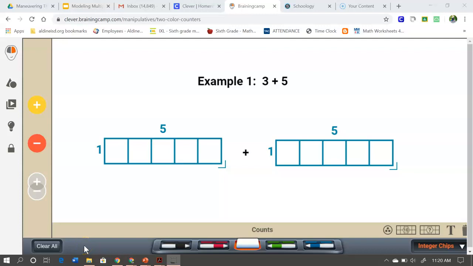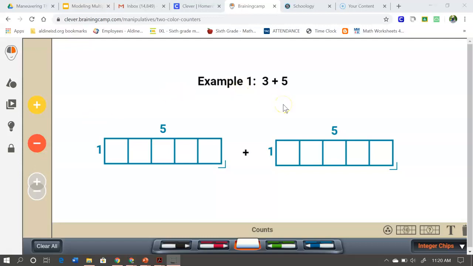Hey guys, so this is a pretty simple week. We're going to go back and review integer operations. And the first operation we're going to review is addition. So we're going to use color counters and number lines. I'm going to do 3 examples with the colored counters and 3 examples with the number lines. And again, if you notice, yellow represents positive numbers, and the red represents negative numbers.